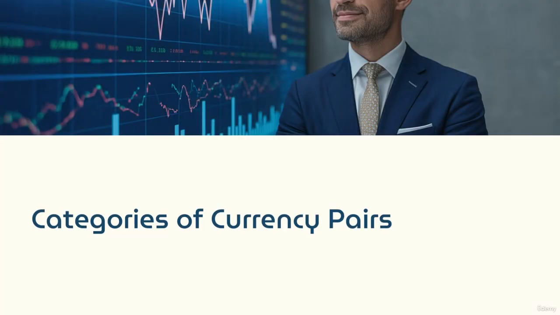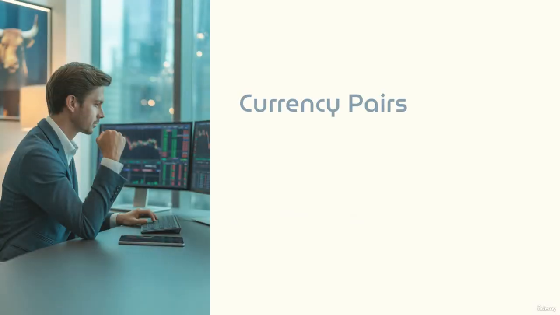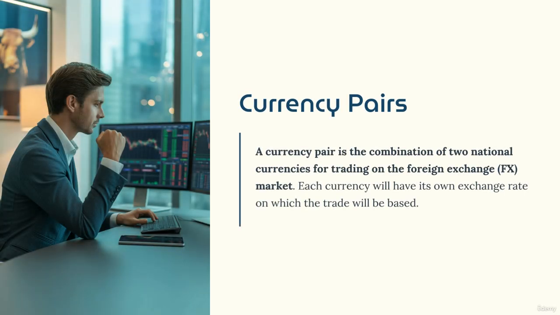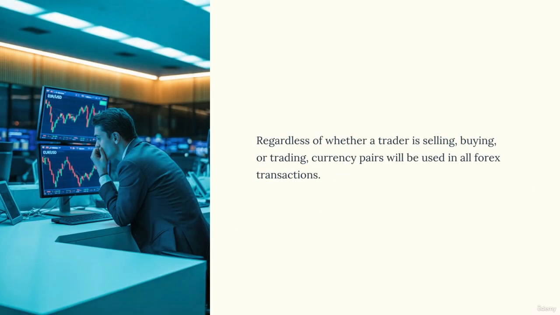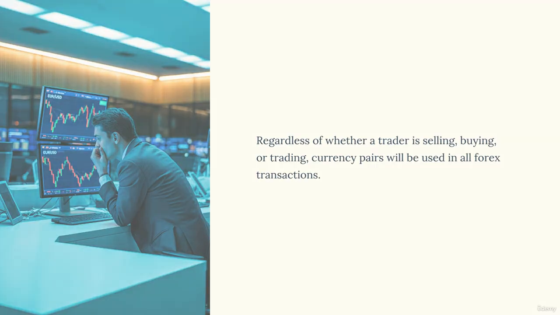Categories of currency pairs. Currency pairs. A currency pair is the combination of two national currencies for trading on the foreign exchange (FX) market. Each currency will have its own exchange rate on which the trade will be based. Regardless of whether a trader is selling, buying, or trading, currency pairs will be used in all Forex transactions.